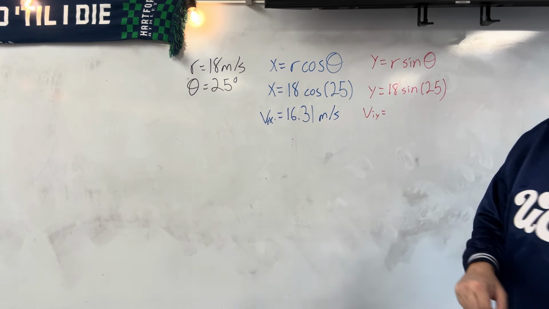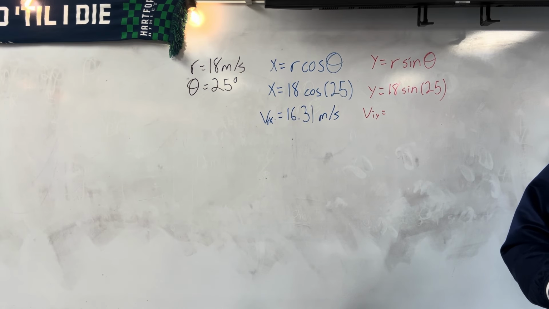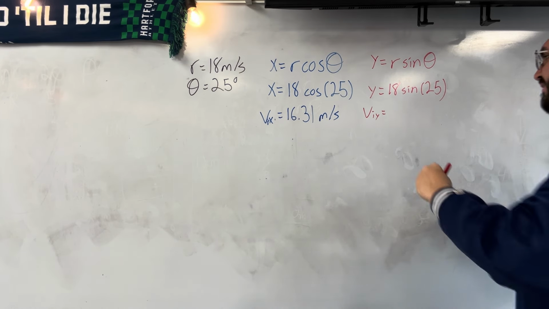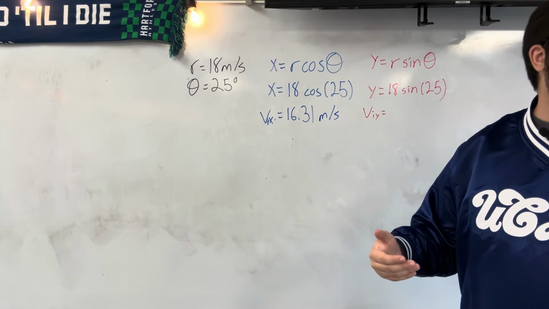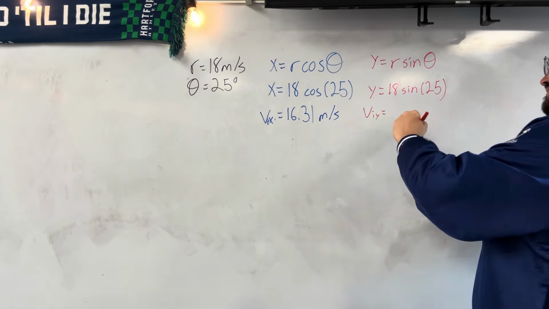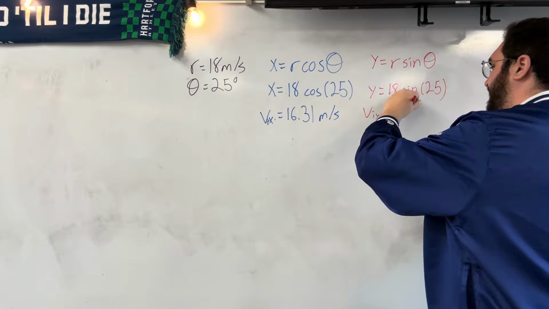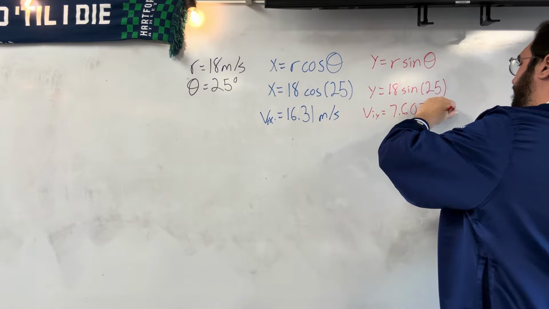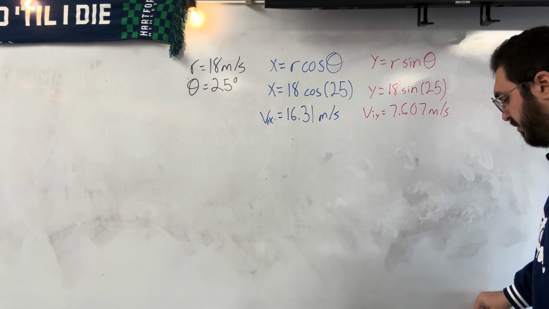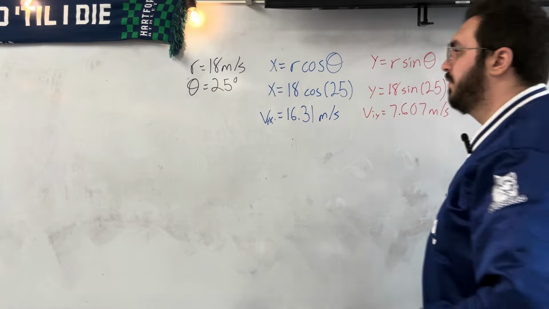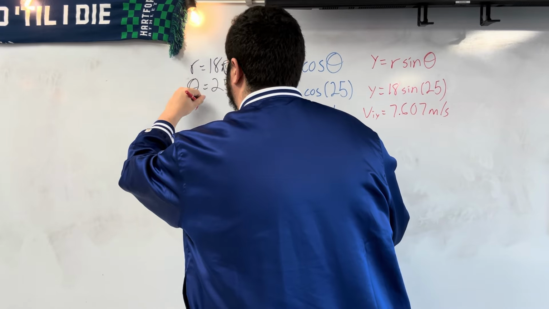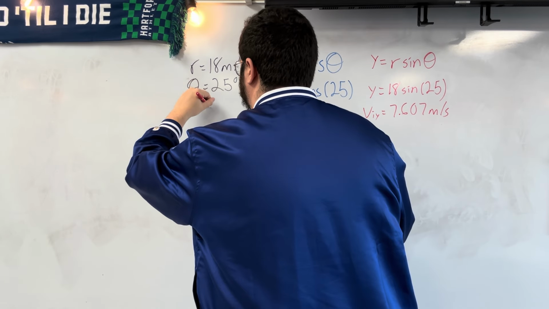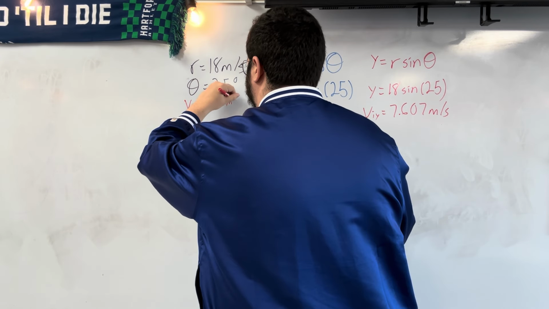And when I do that in my calculator, 7.607. Thank you very much. 7.607 meters per second. So I'm actually going to make a note of that over on the side here. So VIY is going to be 7.607 meters per second.